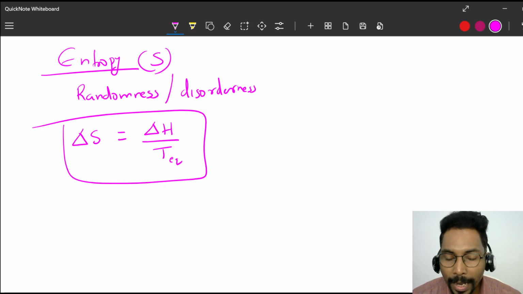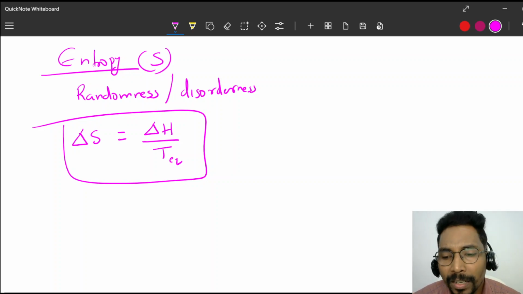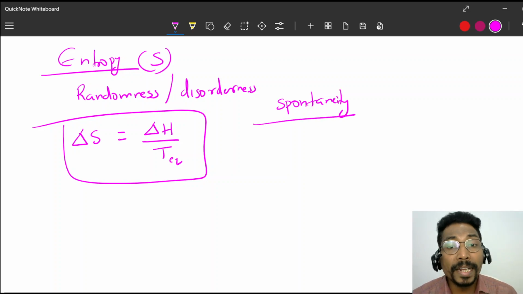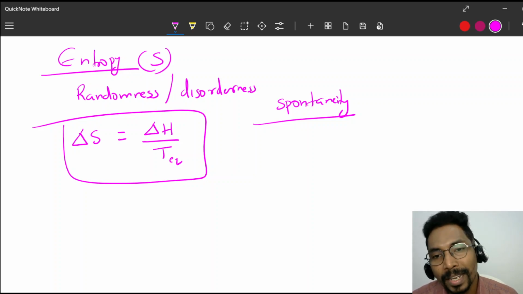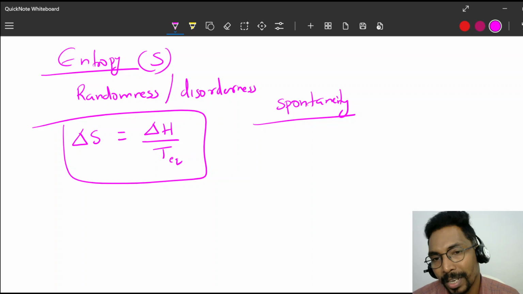Now I'll tell you one very important part of this chapter, which is criteria for spontaneity. Spontaneity means, for a reaction to become spontaneous, a reaction which is happening by its own, without the help of any external agency. Spontaneous reactions are actually irreversible reactions, or you can say natural processes, natural reactions.